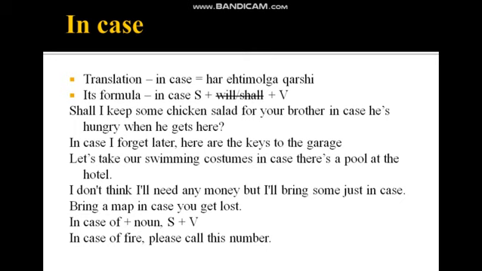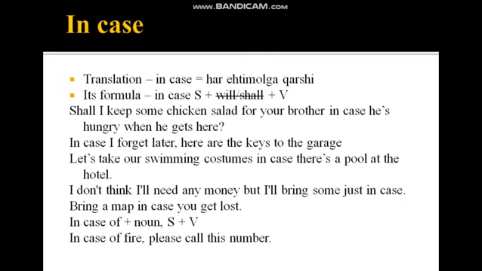And in case is something that most learners fail to use correctly and grammatically because it sounds a little bit confusing. If you listen to me carefully, you're going to understand and grasp the notion behind this difficult grammar piece. Okay, so its translation in our language is her ihtimalga karşı, and its formula is in case plus subject plus verb itself. See, again we're omitting will and shall.